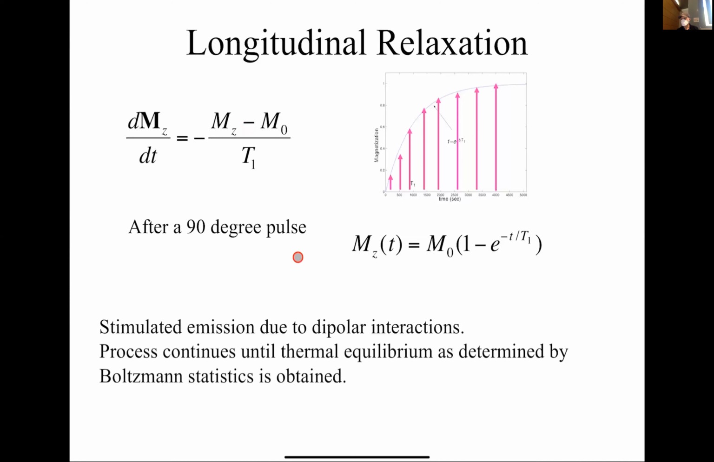So for example, after a 90-degree flip angle, the solution to this equation would be Mz of t equals M0 times 1 minus e to the minus t over T1. So it's just exponential recovery of Mz, right? In this case, I start at 0, and it's just exponentially recovering to M0.